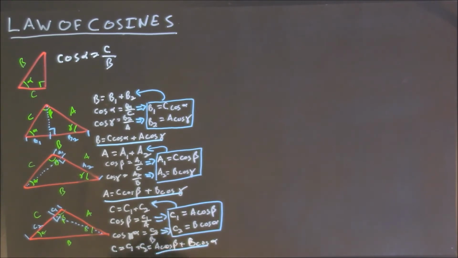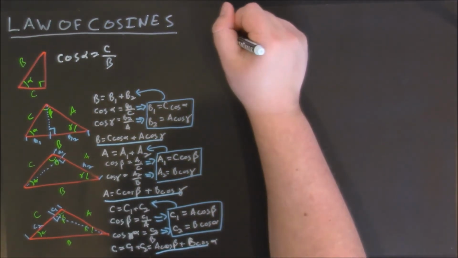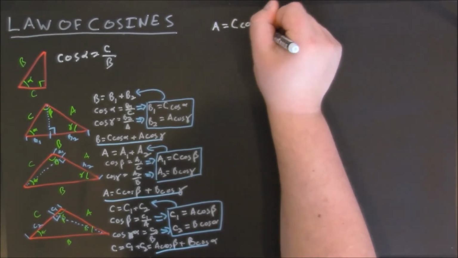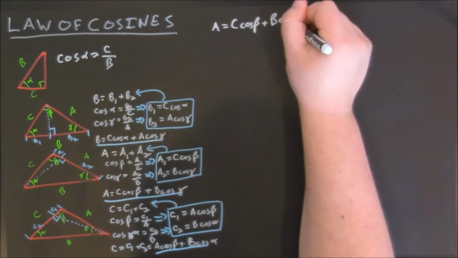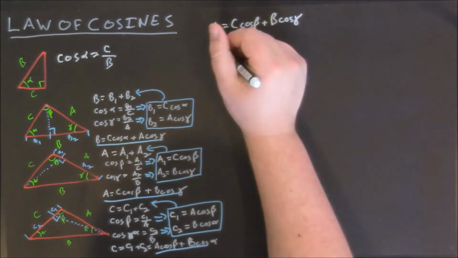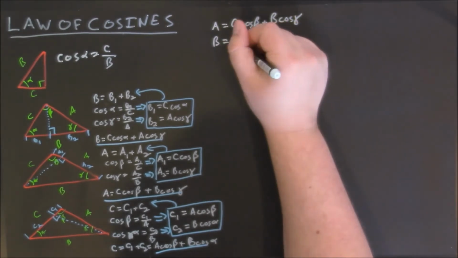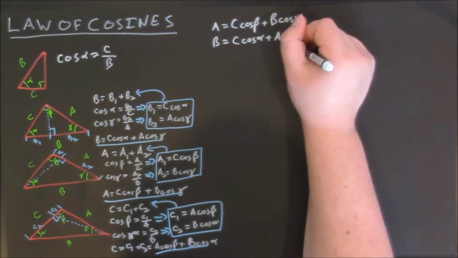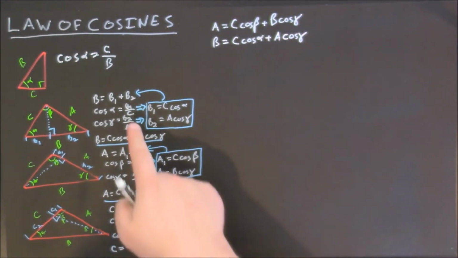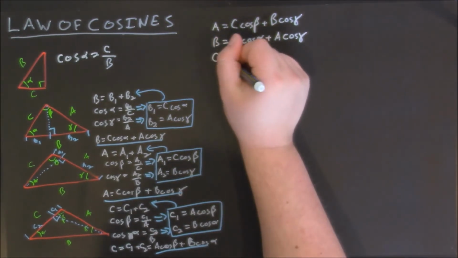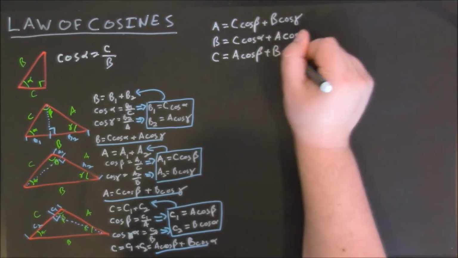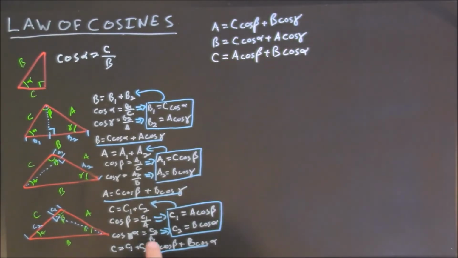Let's rewrite them so they make a little more sense to look at. So we have that A is equal to C cosine beta plus B cosine gamma, and that's what we derived right here. We have that B is equal to C cosine alpha plus A cosine gamma, and that's what we derived right here. Then we have that C is equal to A cosine beta plus B cosine alpha, which is what we derived down here. So now we have three equations.